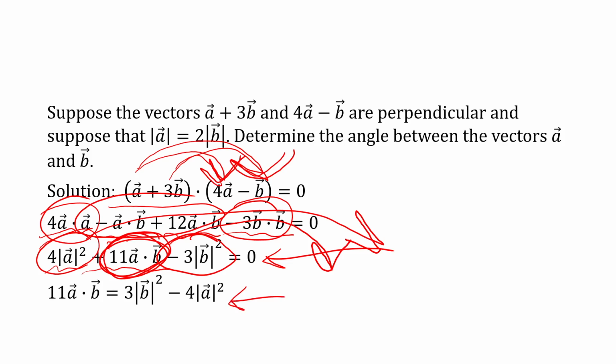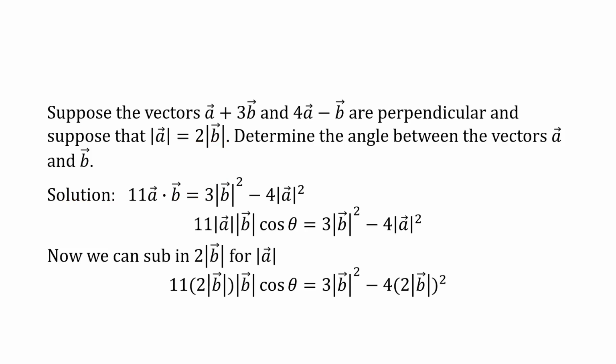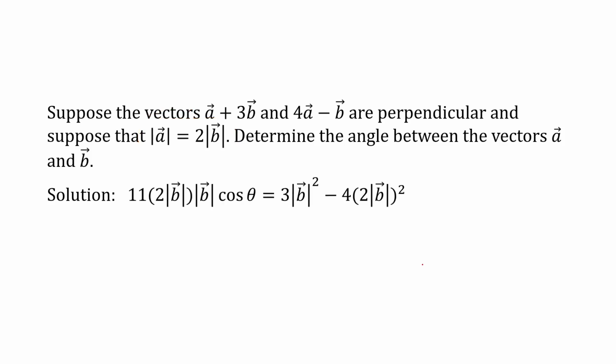11a dot b is equal to 3 times the magnitude of b quantity squared minus 4 times the magnitude of a quantity squared. Now, we know that the magnitude of a is 2 times the magnitude of b. So instead of magnitude of a right here, we're going to put 2 times magnitude of b. Instead of magnitude of a quantity squared here, we're going to put 2 times magnitude of b and then that entire quantity squared.